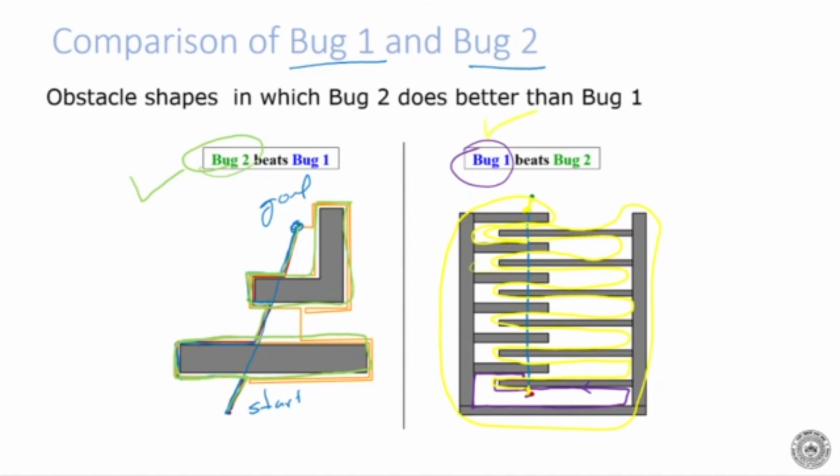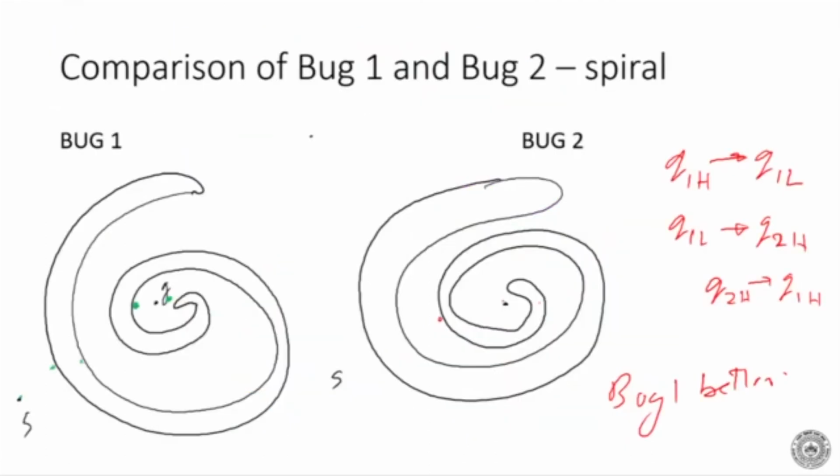So you can see that this path planning problem is very much specific to the shape of the obstacles, because this is geometry. It is very much related to the geometry of the problem. Again, this is another case of comparison of bug 1 and bug 2.